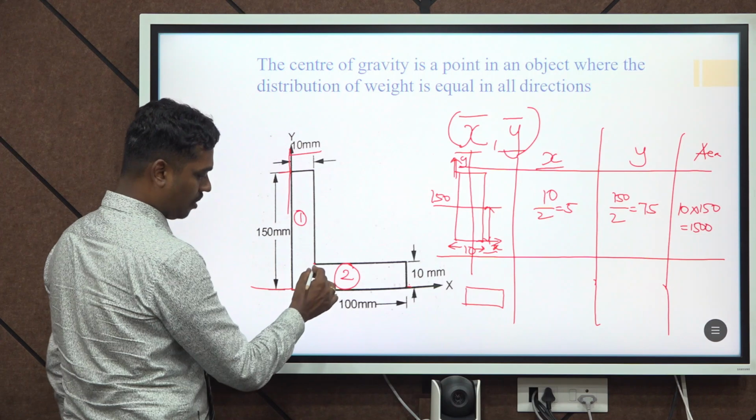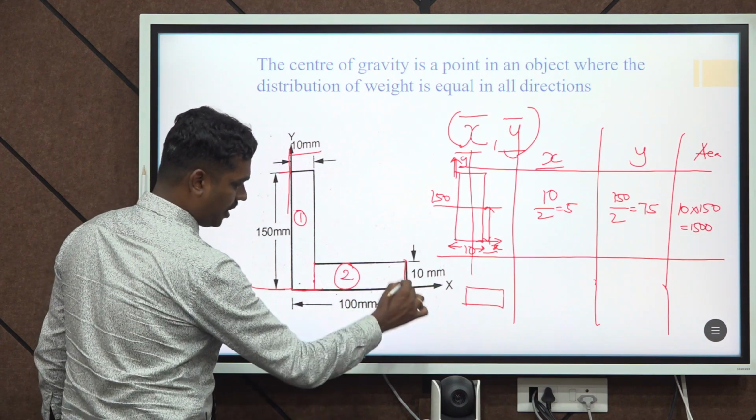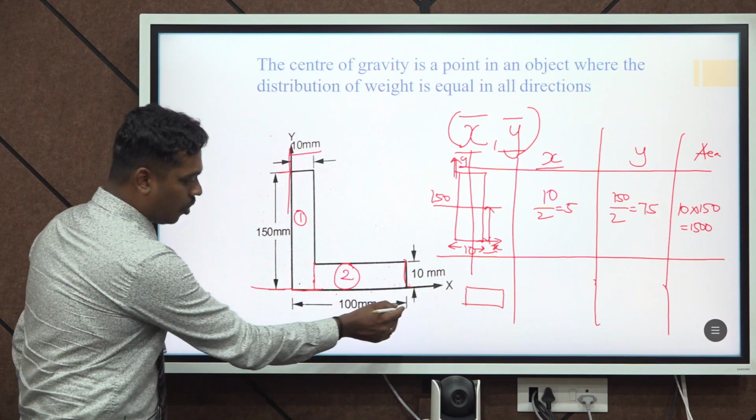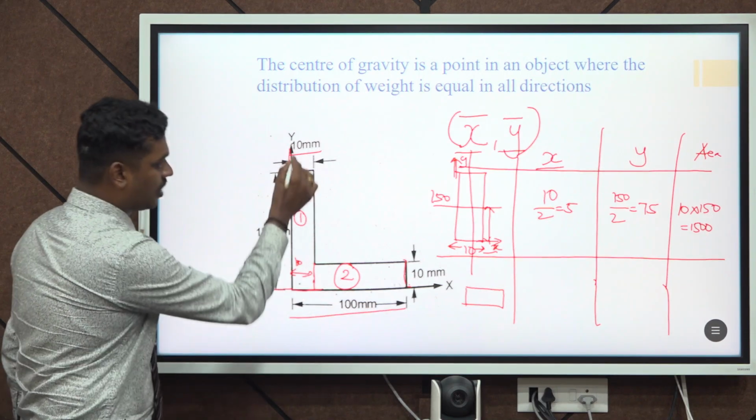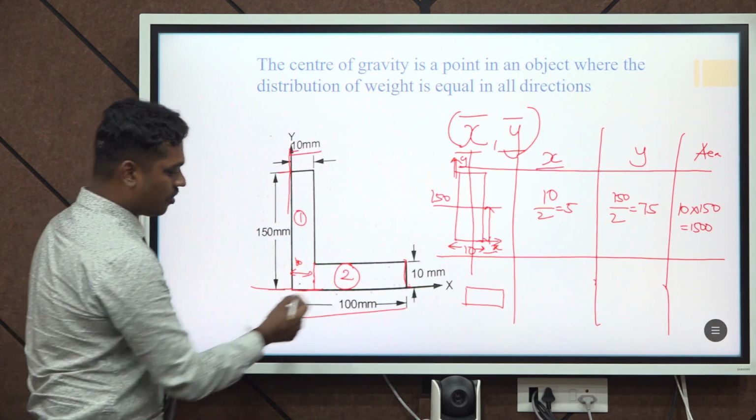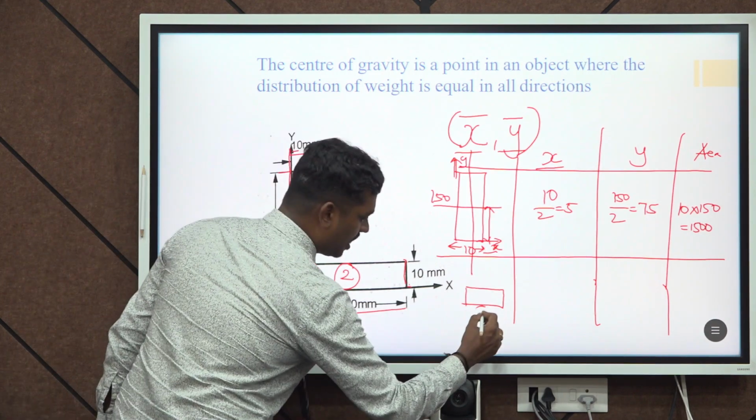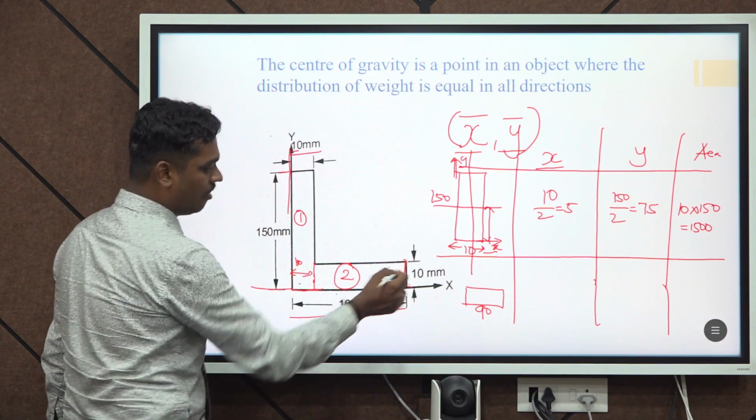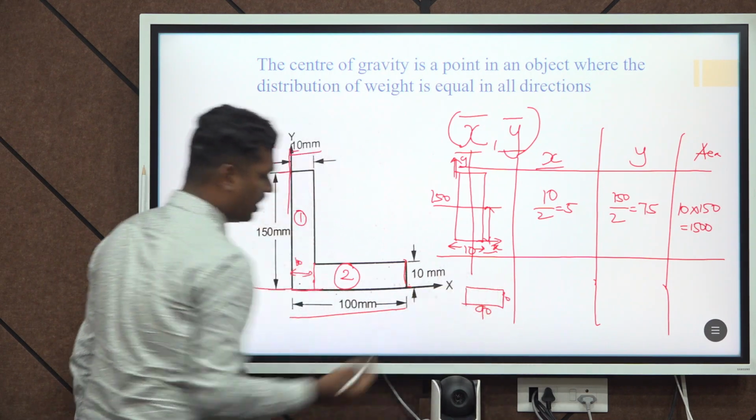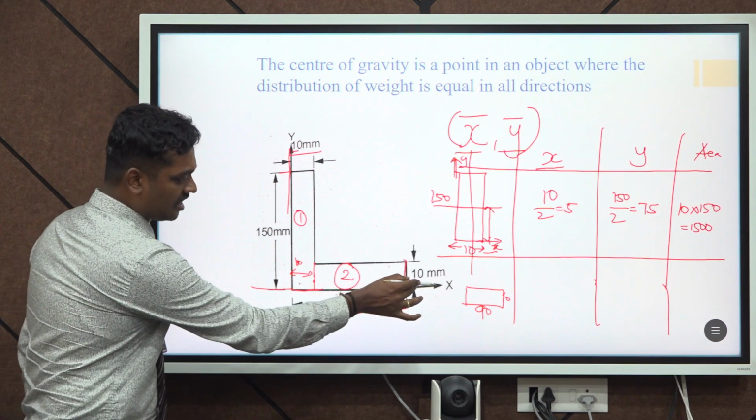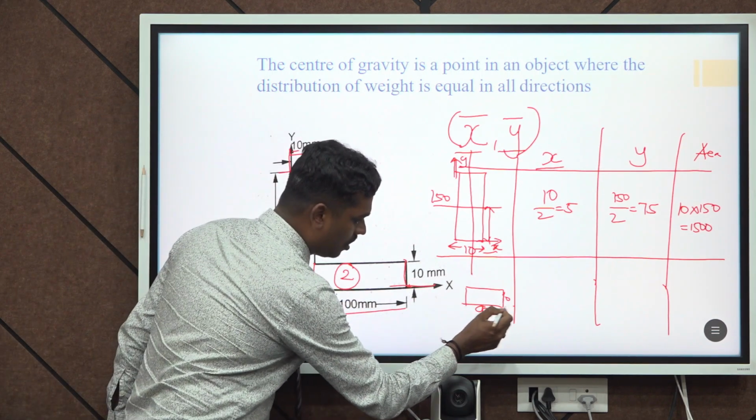Similarly for section number 2, so this is the section number 2 from here to the end point. The total length is 100, in which we need to subtract 10 mm, as they have given here. So we will be getting 90 mm and the height will be 10 mm. Here also we need to account that the x axis is placed at the bottom, so there is no change here.